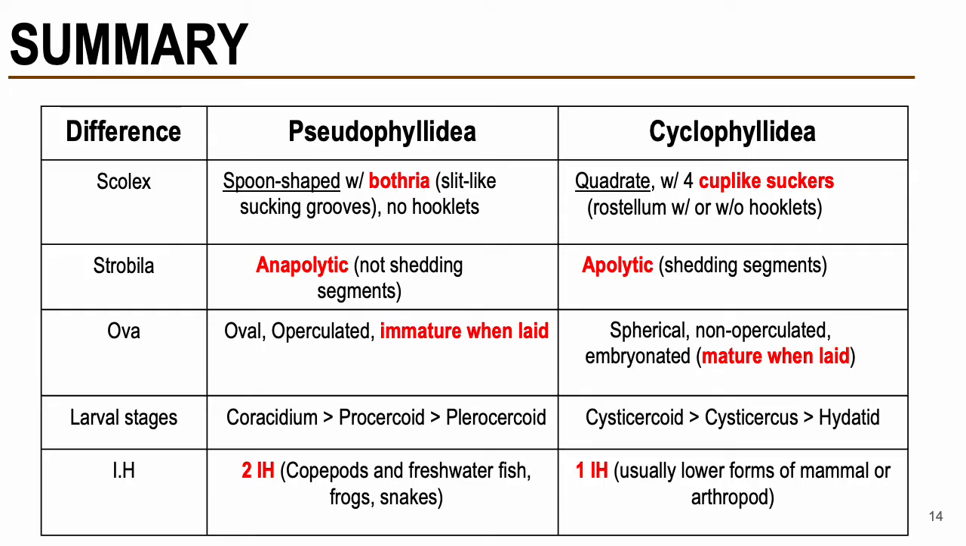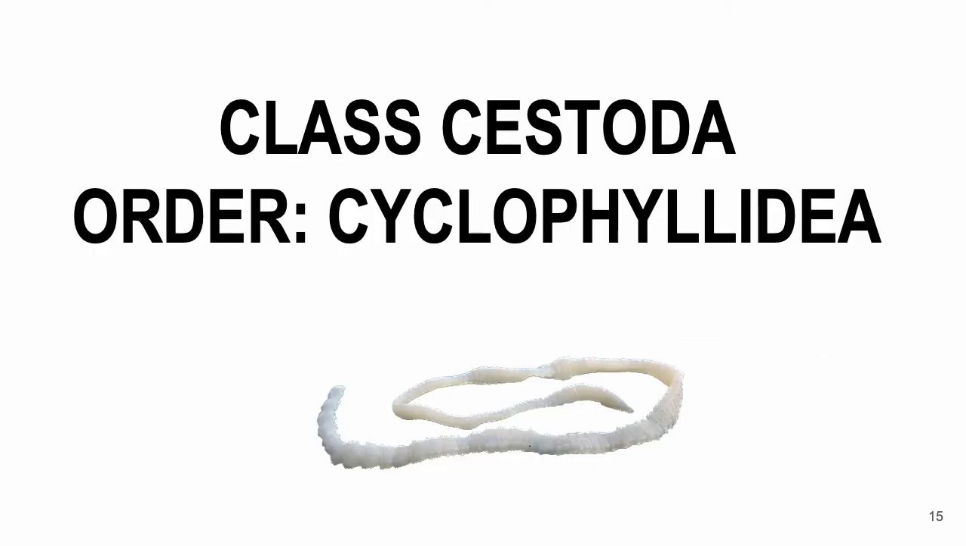Here is the summary of the differentiation between Pseudophyllideans and Cyclophyllideans in terms of their anatomy or morphology. But also, please take note of the requirement of intermediate host. Unlike nematodes, all cestodes require at least one intermediate host in their life cycle, with an exemption of Pseudophyllideans requiring two intermediate hosts. So let's talk about the Cyclophyllideans under class Cestoda.